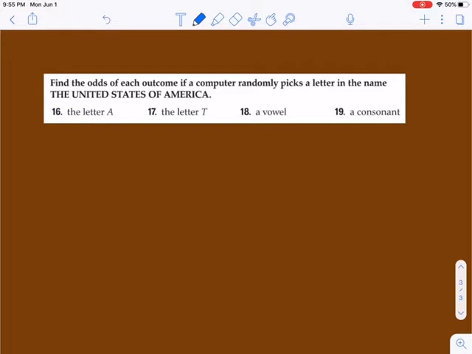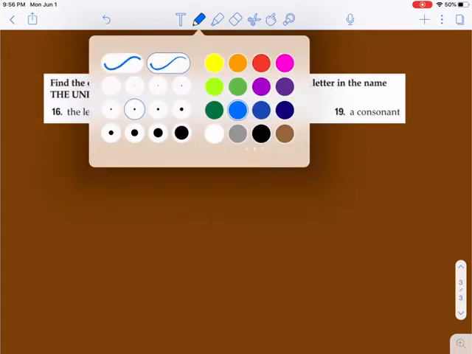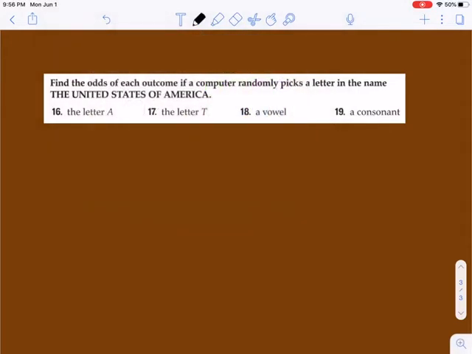Find the odds of each outcome if a computer randomly picks a letter in the name United States of America. The very first thing we have to do when we do this problem is figure out how many letters this is altogether. I did this before, so I should be able to figure this out. So there's 3 right there. United is 6, I believe. States is 6. Of is 2.